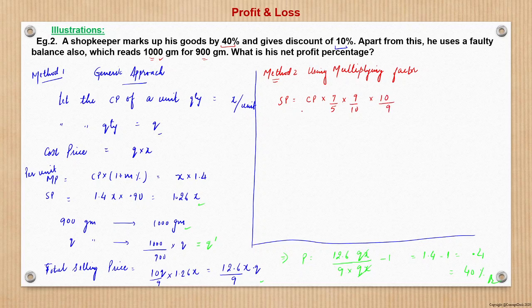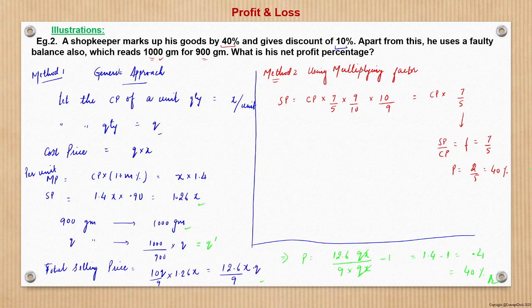So this is the selling price. This is the cost price. If we solve further, this becomes CP into 10 by 10, and it becomes 7 by 5. So from here we can say that SP upon CP is 7 by 5. So 7 by 5 is a net multiplying factor. It means profit is nothing but 2 by 5, which is 40%. This is very simple, using this concept.